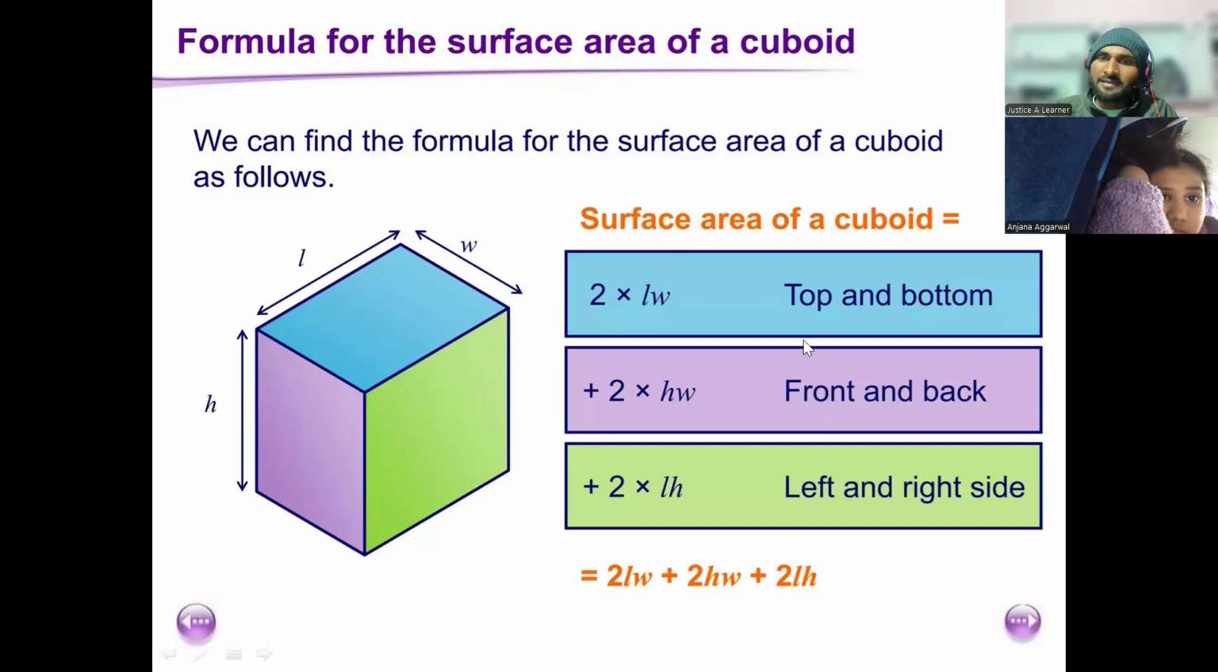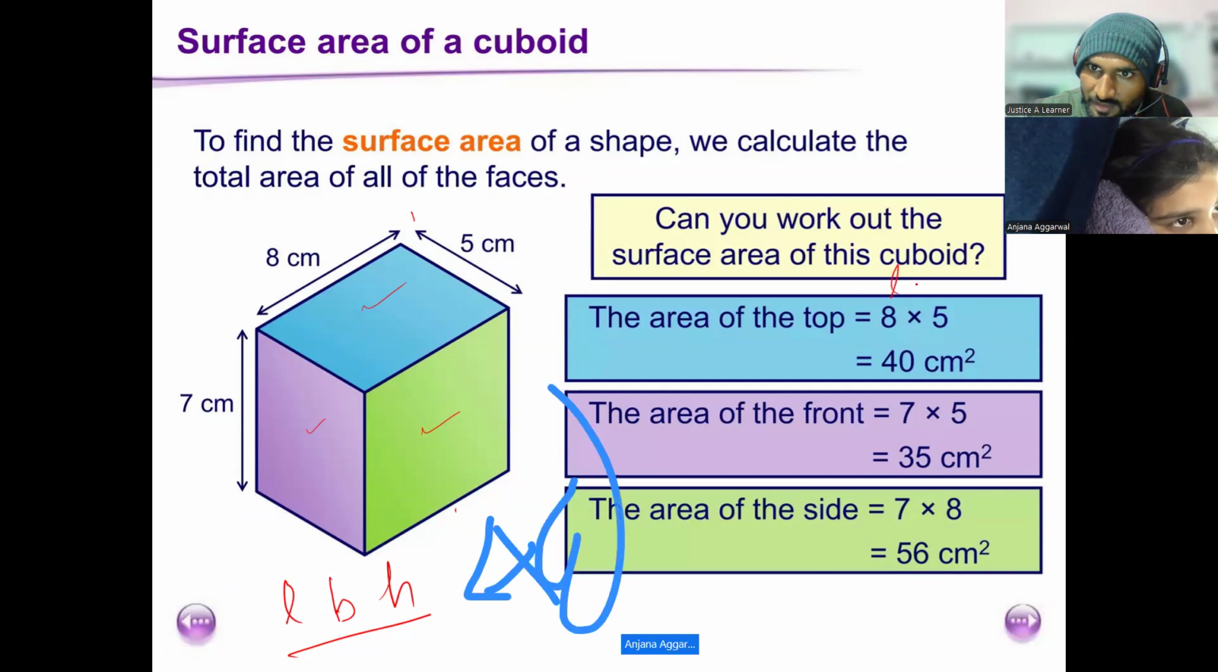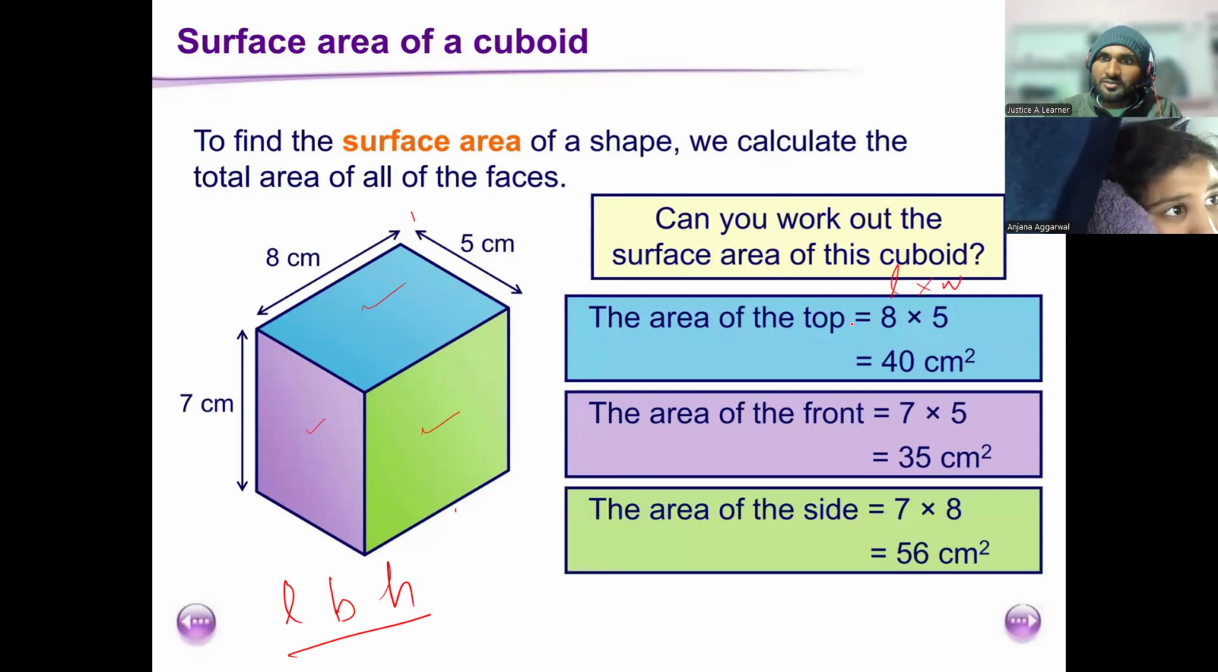And how do we find this face? We go back to the previous way. The area of top we found like 8 into 5. So this is length and this is width. Isn't it L into what? L into W. Yes, L into W. Okay, let's write it. So this is L into W.